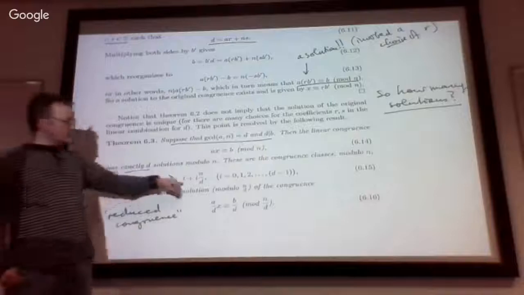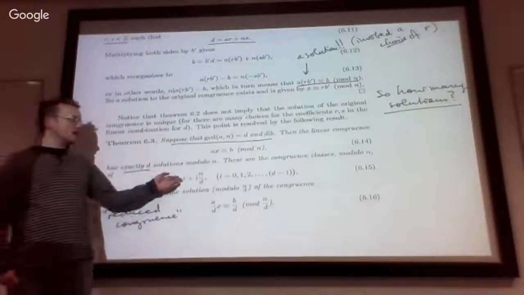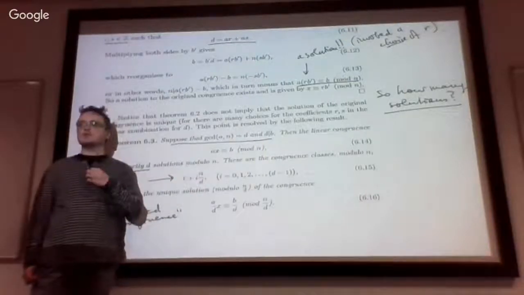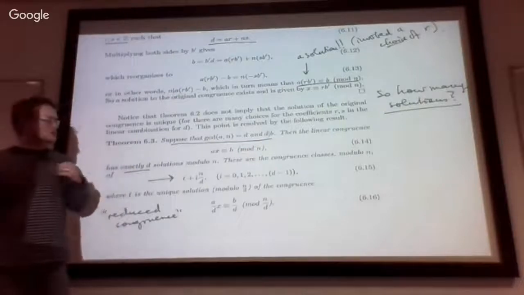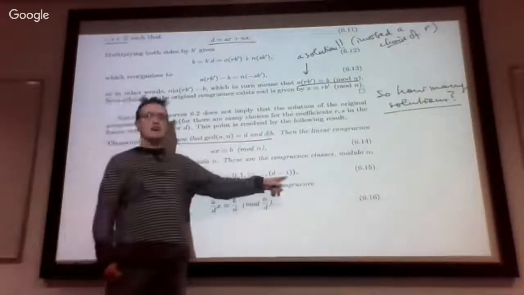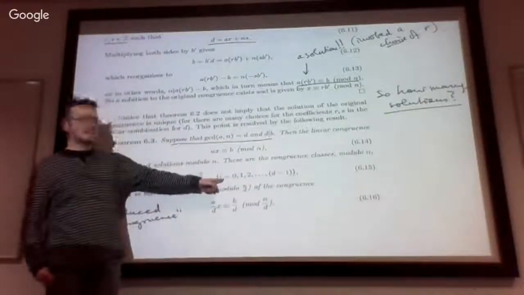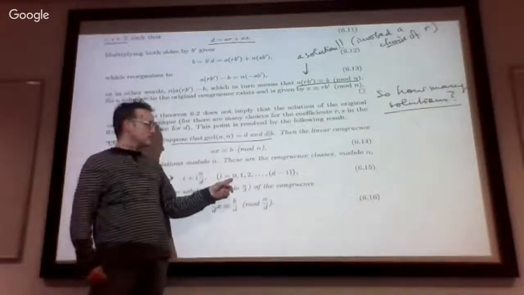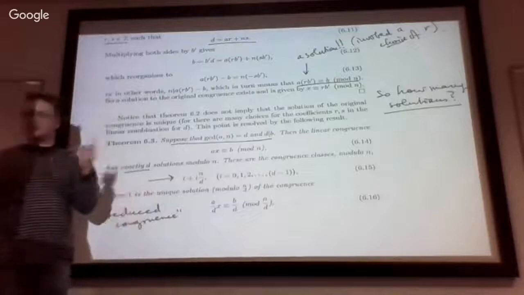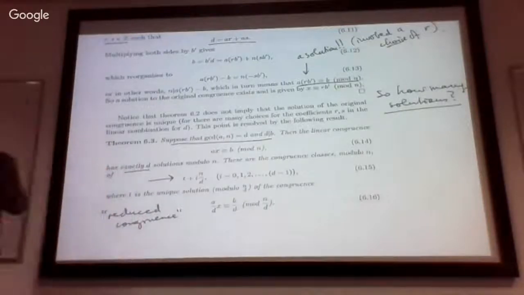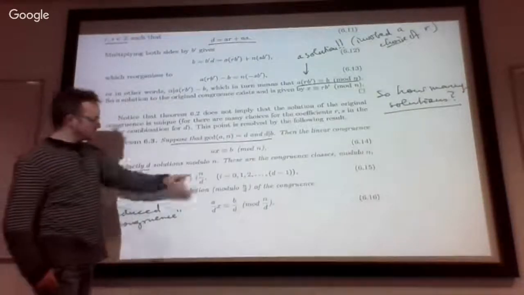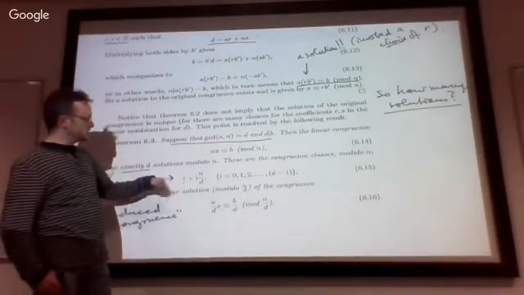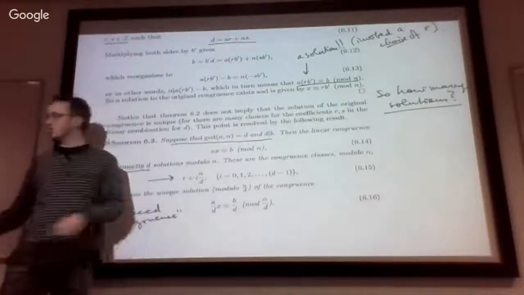And here in equation 6.15, we've got the precise description of what the solutions are. The solutions, there's d of them, and they're indexed by this parameter i, and i runs through values 0 through d minus 1. So there are d possible values for i. And it's telling us what the solutions are. Each of the solutions is t plus i times n over d.